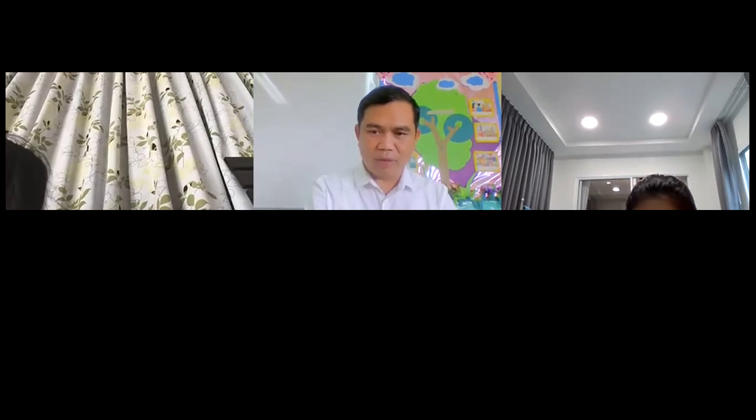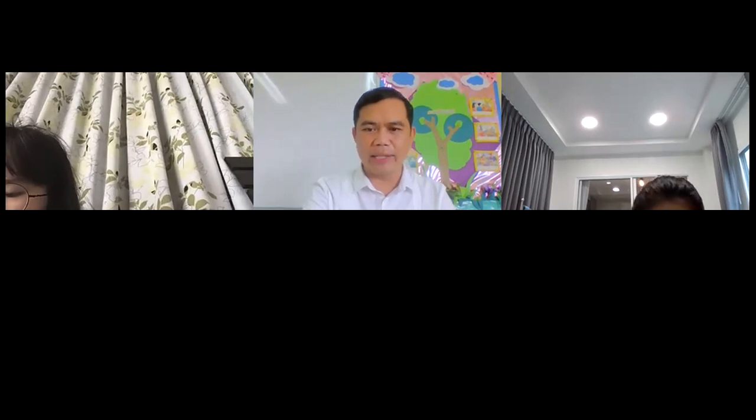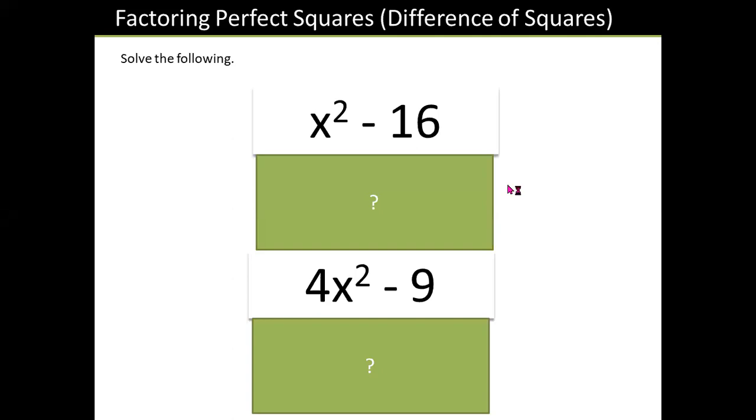And today we will have the last topic on quadratic equations. Last meeting, we had discussed factoring by difference of squares. So we are to get the factors of the first and the second terms, knowing that that is a difference of squares.